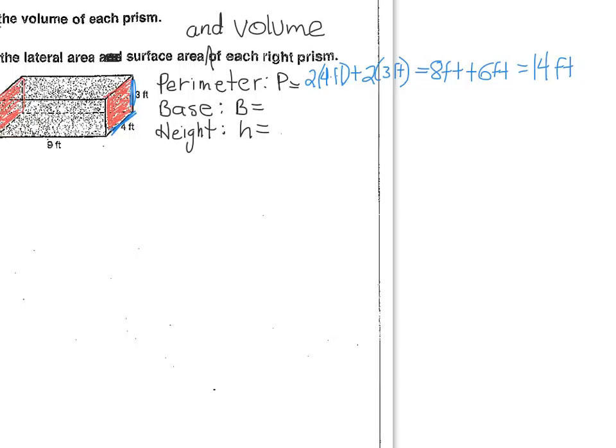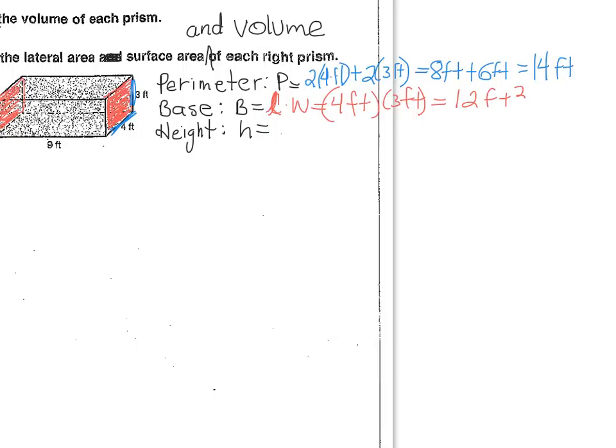Now B, the area of the base. The base is a rectangle. What's the formula for the area of a rectangle? Length times width. So the length is 4 feet, the width is 3 feet, so 4 times 3 is 12. Feet times feet is square feet.